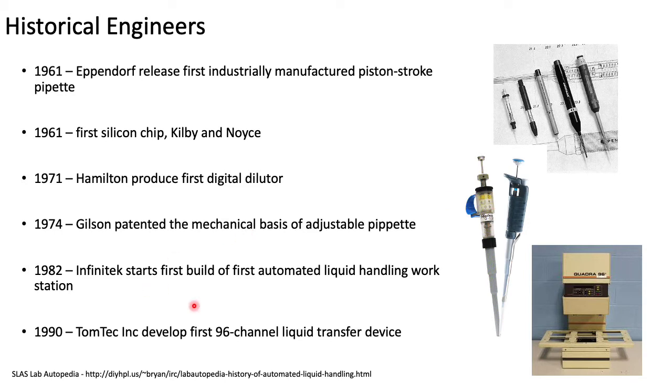In 1982, Infotech starts to build the first automated liquid handling workstation, and this allowed them to work with plates and to dispense automated liquid into each of the wells. And it wasn't until 1990 that Tomtech developed the first 96 channel liquid transfer device, which looked a bit like this. So you'd put your 96 well plate into these slots, and then it would dispense liquid into each of those wells.